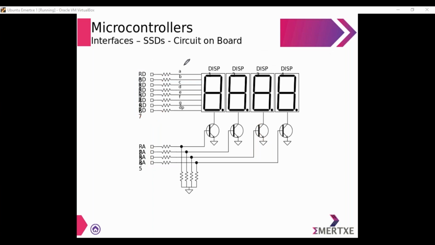If you can observe here, this is in fact the circuit which is available on board. So segment A is connected to RD0, segment B is connected to RD1, RD2, RD3 and DP is connected to RD7. So port D is connected to the 8 segments of the SSD. RA2, RA3, RA4 and RA5 are used for the control lines. Are you getting this?